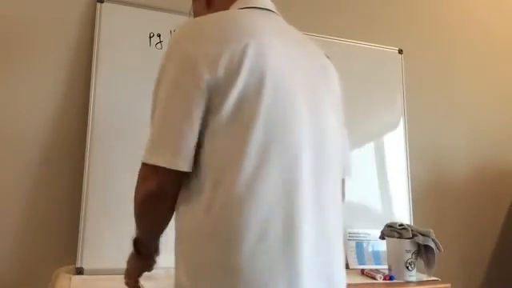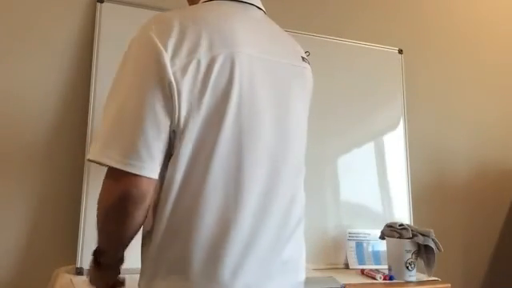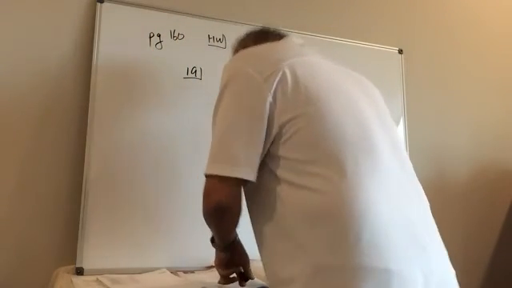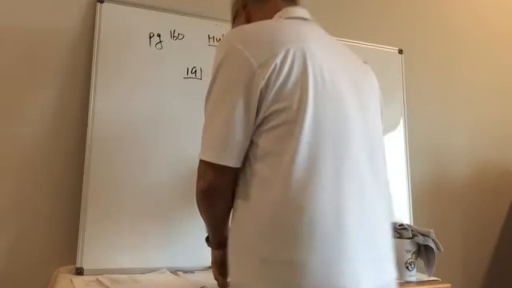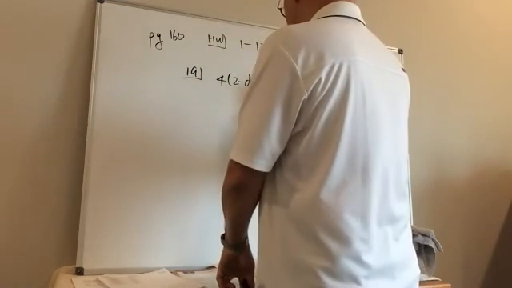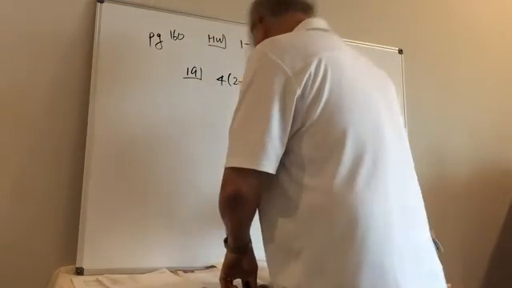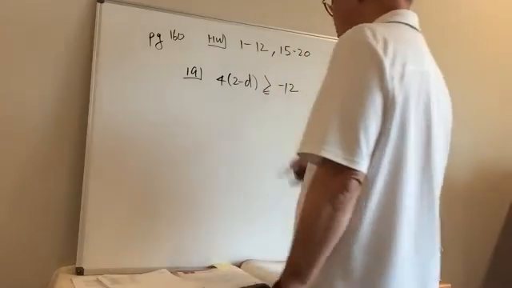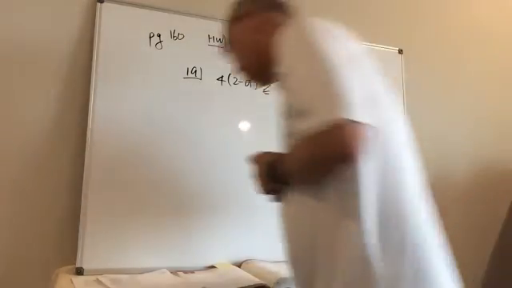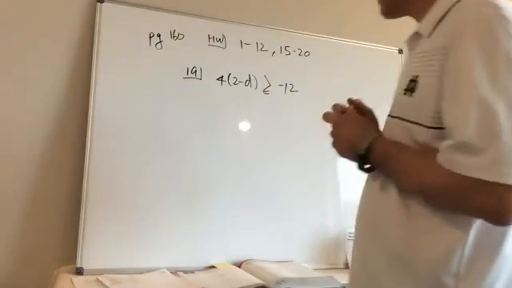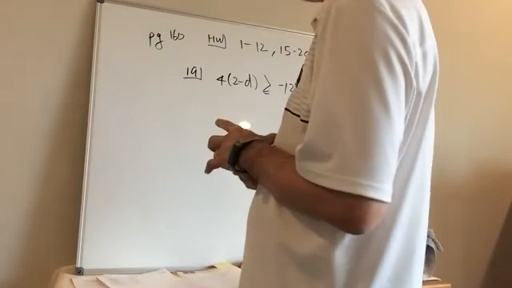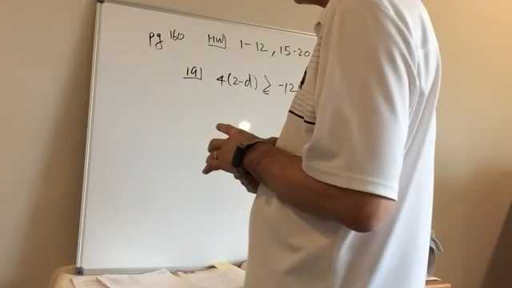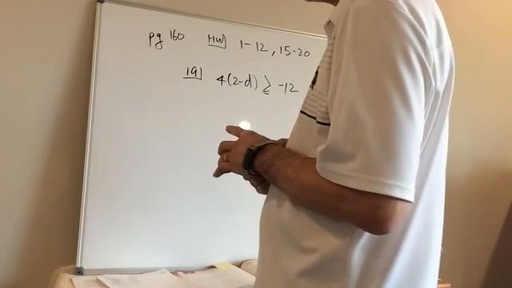Okay, so let's do 19. 4 times 2 minus D is greater than or equal to negative 12. Elijah, how would I do this? Here, I need to write it down first. Give me a second.